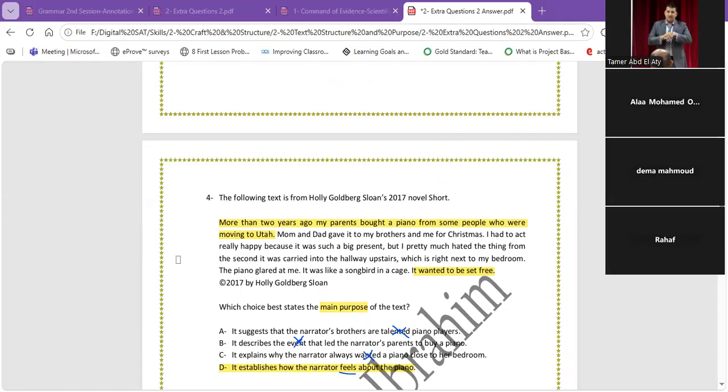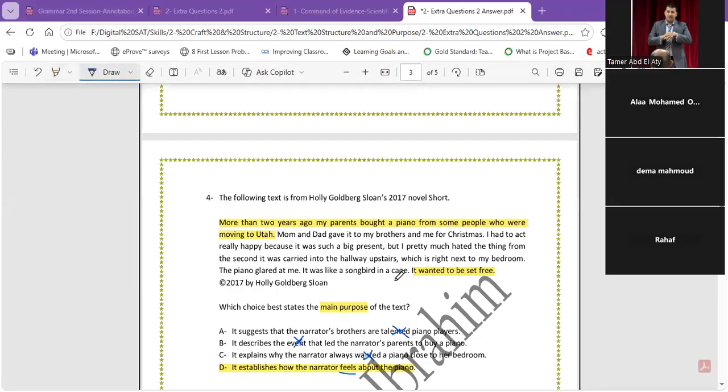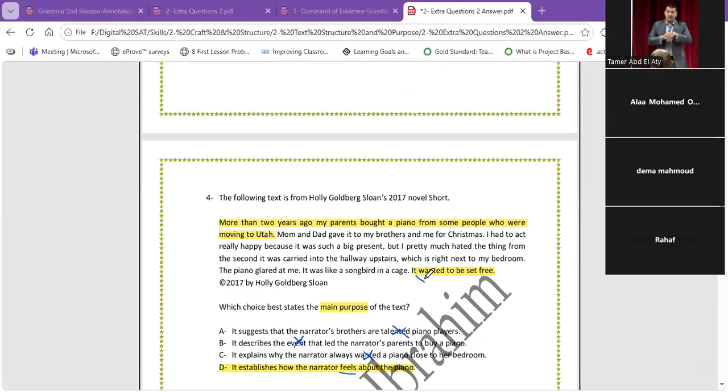More than 2 years ago, my parents bought a piano from some people who were moving to Utah. It wanted to be set free. Okay, what does "it" refer to? The piano. Yes.